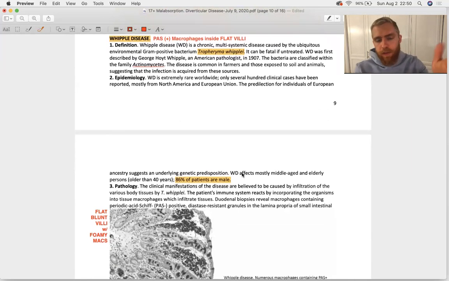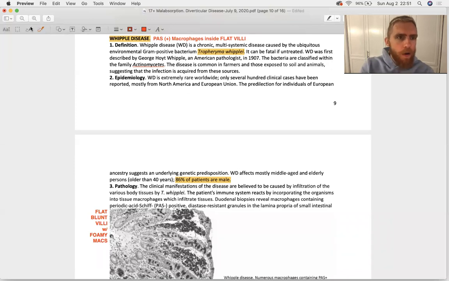Whipple disease. This is the one you've got to differentiate from celiac because it looks very similar until you train your eye a bit, and then you're going to recognize it every single time you see it. It's characterized by PAS positive macrophages inside flat villi. So that flat villi it has in common with celiac. This is caused by a gram-positive rod, Tropheryma whipplei, which is part of the family Actinomycetes.